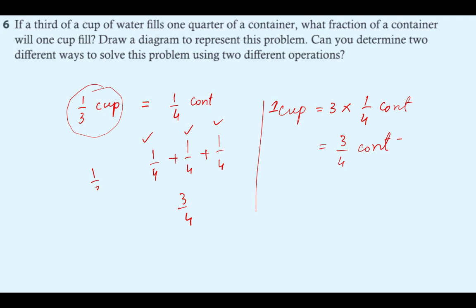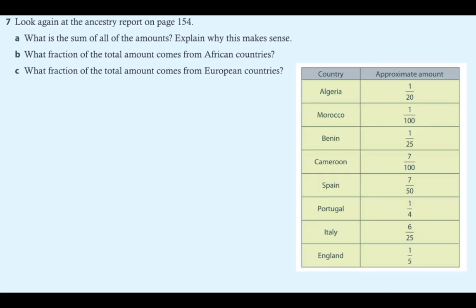And even we have the third way, that is if you divide the number of containers by 1 over 3 of cup, so 1 over 4 divided by 1 over 3, this makes 1 over 4 times 3 over 1. So we get the same answer, that is 3 over 4. So these are the three ways of doing this question.